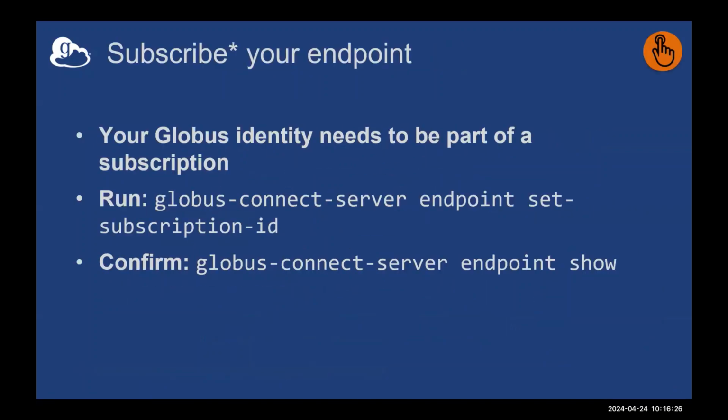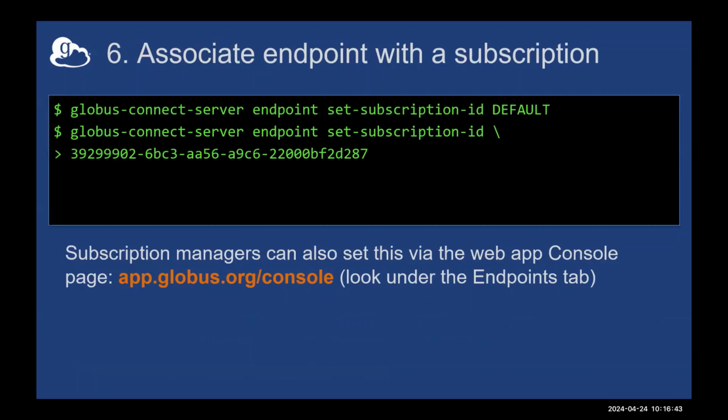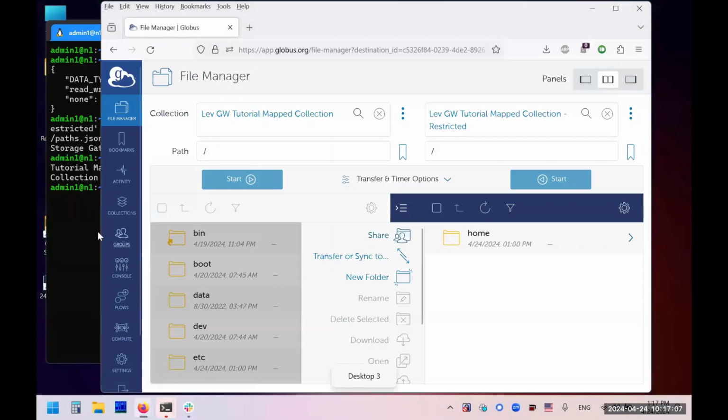So to associate the endpoint with a subscription, your identity needs to be part of it, and then you just run the Globus Connect Server endpoint set-subscription-id command. So let's just do that. Generally you give it a subscription ID, but there is a simple shortcut. If you're only a member of one subscription, you can just use default, and that single subscription ID will be used. I don't think this will work for me.